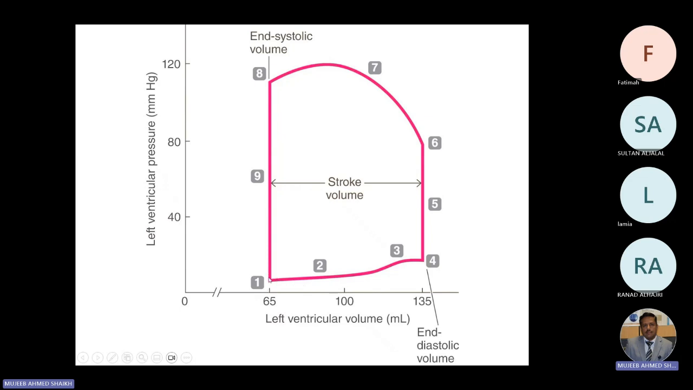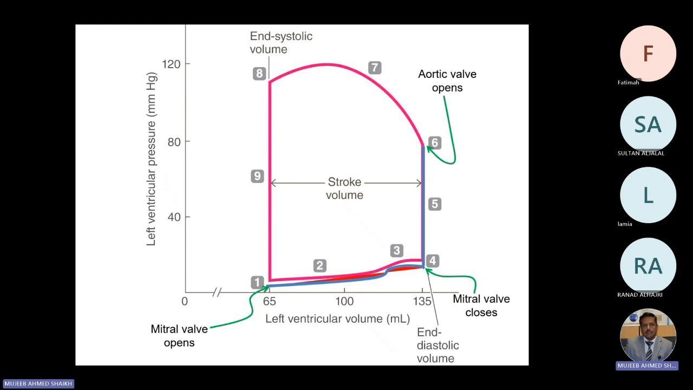This is opening of the AV valve. This is closure of the AV valve. This is opening of the aortic valve. This is closure of the aortic valve, like that. See, it is shown here. Mitral valve means AV valve. Then the mitral valve closes, then a sharp rise, isovolumetric contraction, and the aortic valve will open. Then the aortic valve will close, and there is the isovolumetric relaxation phase.